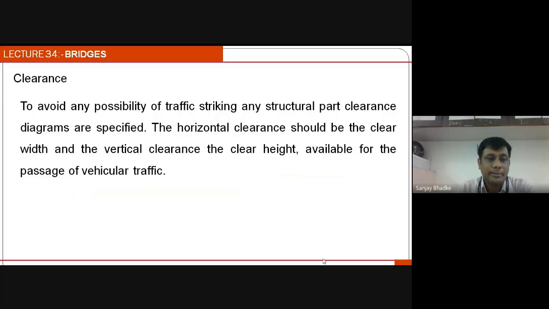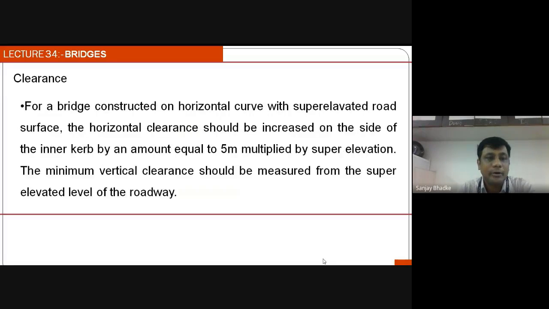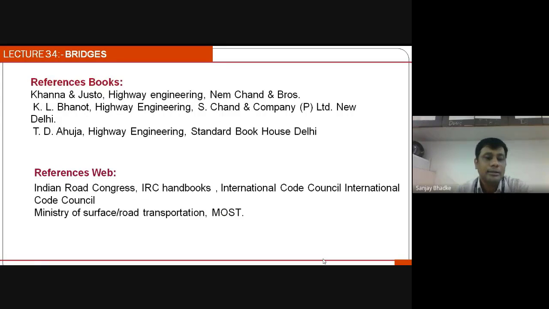Clearance also plays an important role because to provide the passage to vehicular traffic, clearance is very important. And these are the various reference books which you can use for highway and bridge engineering. Also, there are some reference websites like Indian Road Congress, IRC, International Code Council, and the Ministry of Road Transport and Highways.